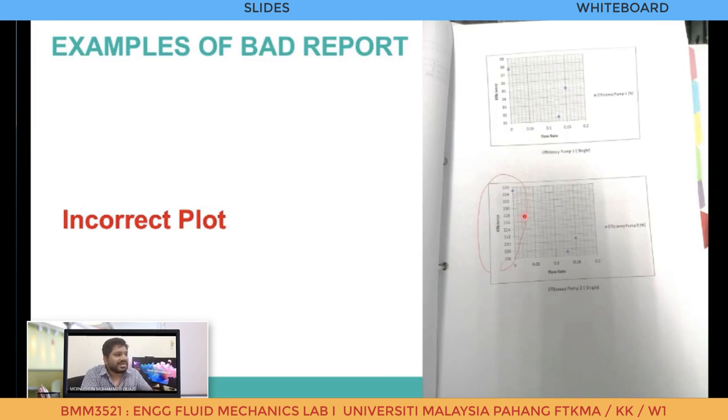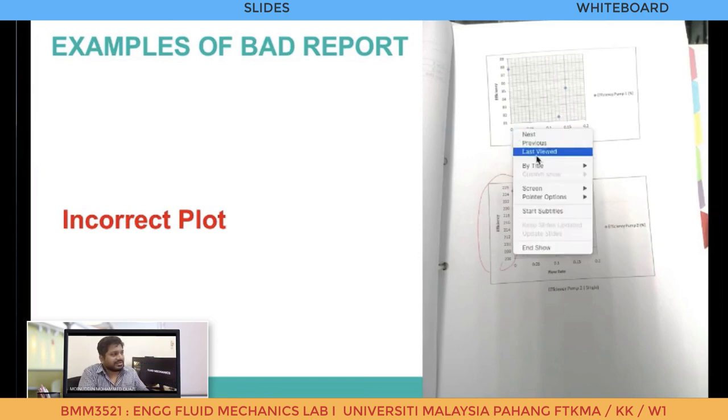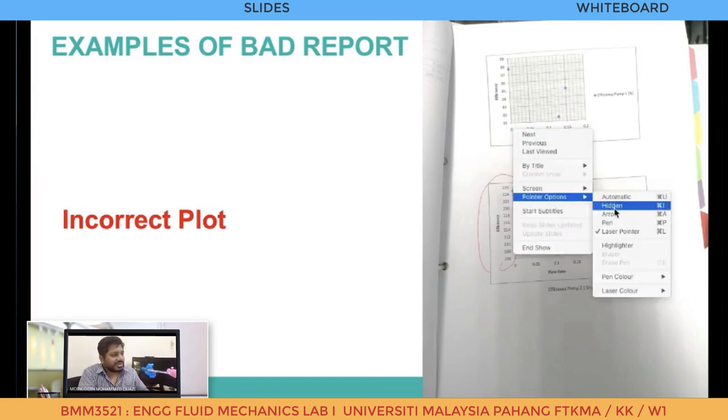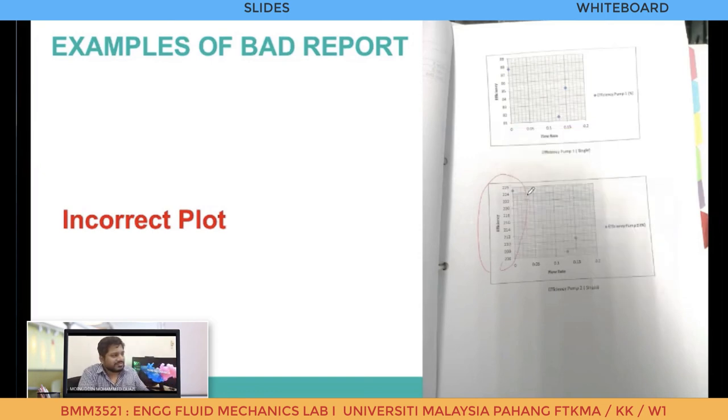I mean the data, maybe this is correct, but the data is not confirming. You should make sure that the data confirms. So basically it's not making a clear line also. When you talk about pump efficiency, I don't know whether this is okay or not.